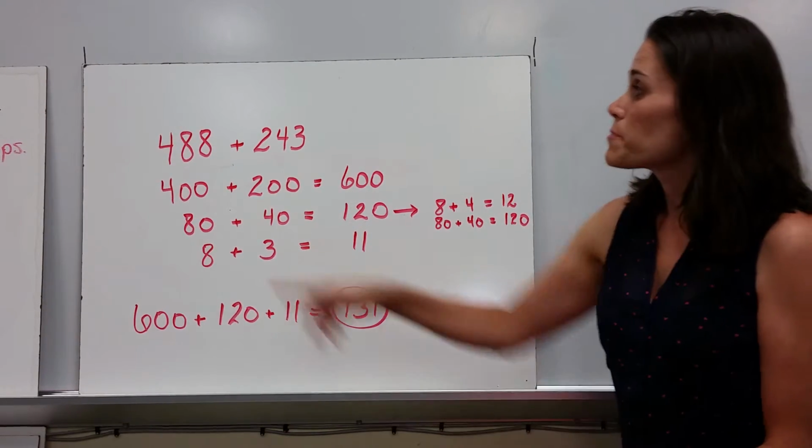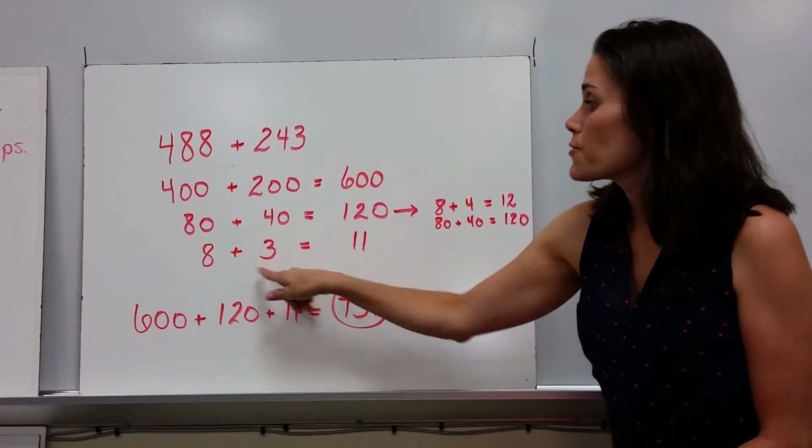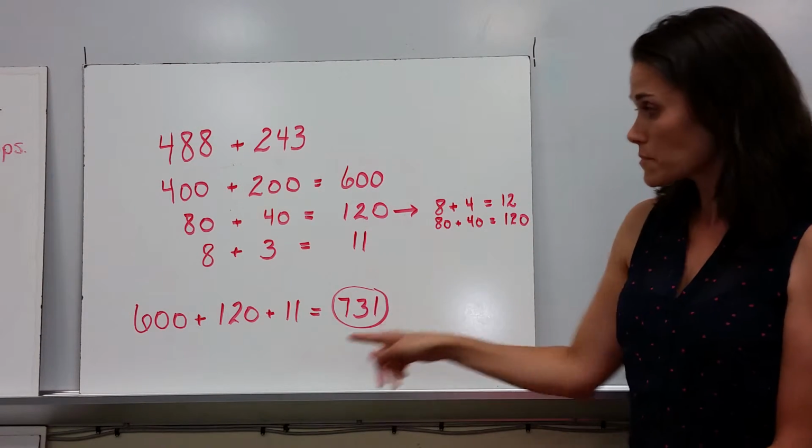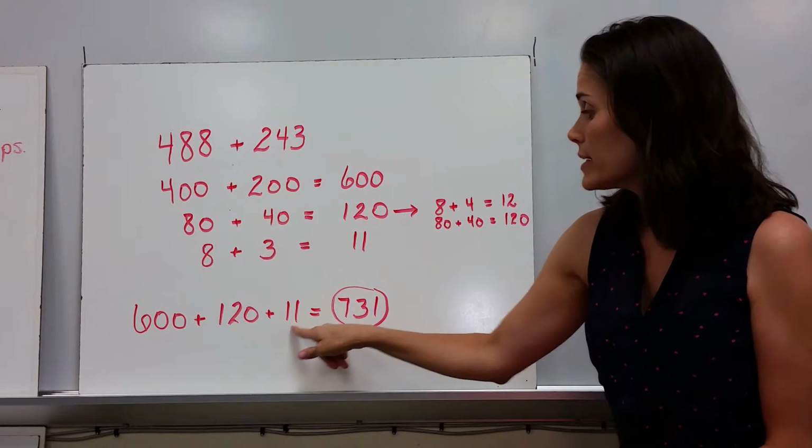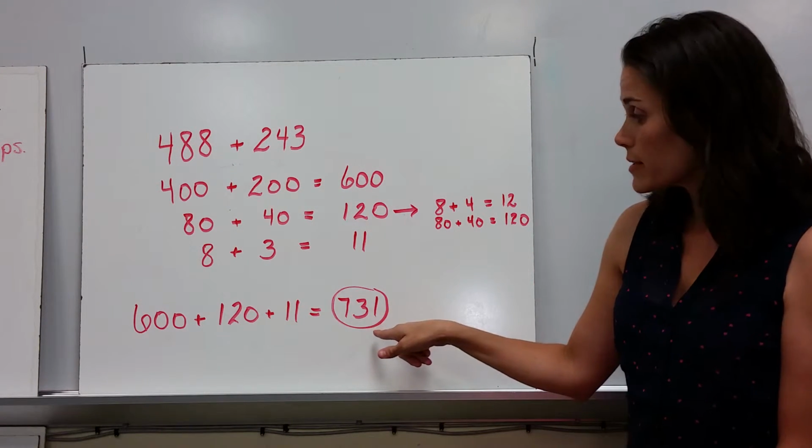And then we add the ones place, which is 8 plus 3. 8 plus 3 is 11. So in the end, we're adding 600 plus 120 plus 11 equals 731.